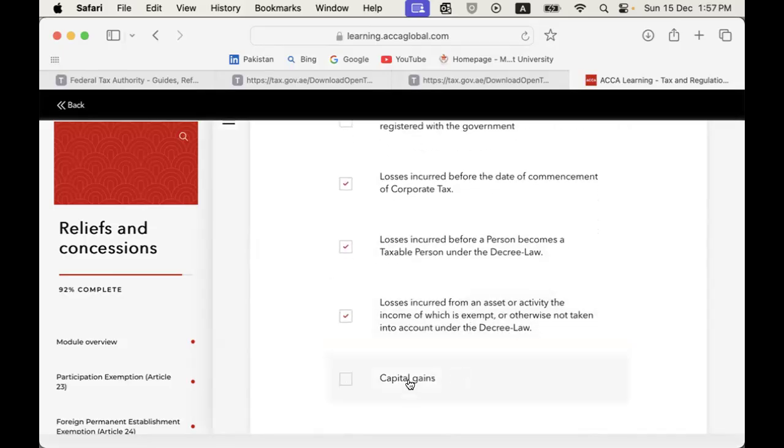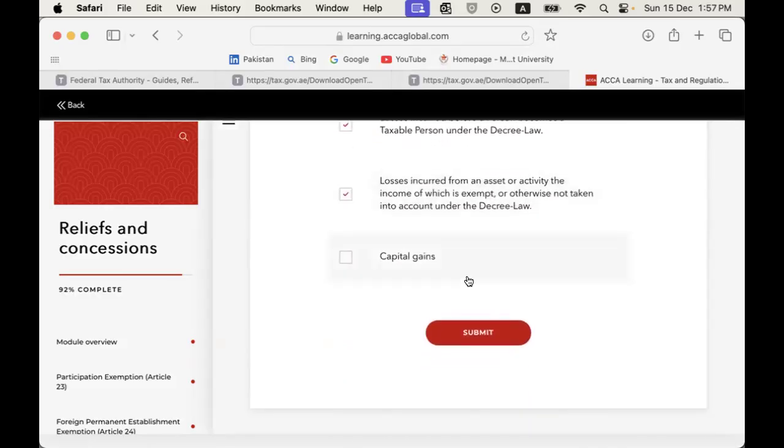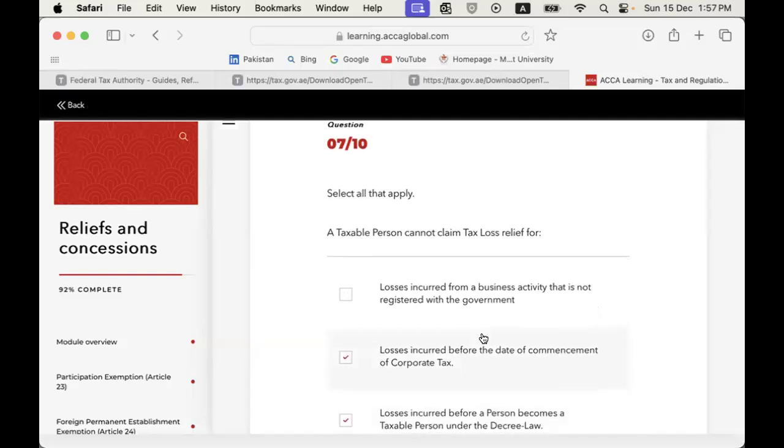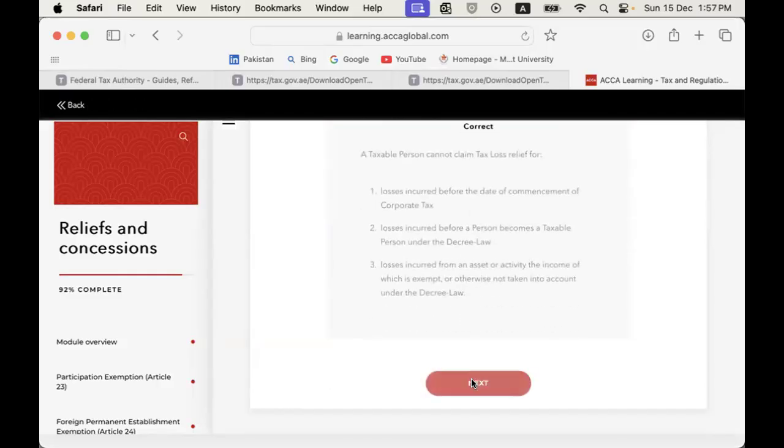What else? Capital gains. Why? Capital gains is part of the profit and loss account. It is a default unless it is participation capital gains, but this is not written like that. So I'm going to exclude it. Correct.